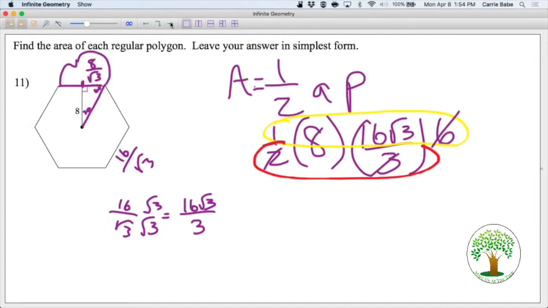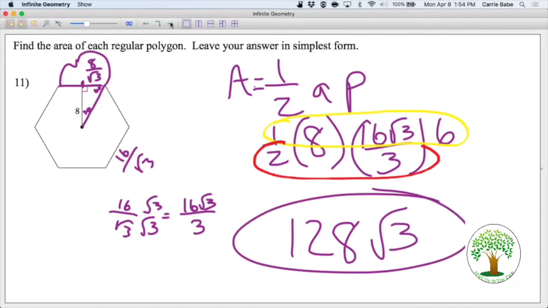Okay, yeah. I think I got it, but I did it the long way. Do you get the same answer though? 128. Yes. What'd you get? Oh no. Let's see what we got here. So we're going to do 128 square root 3. Cool. All right. Drive my dad into it.